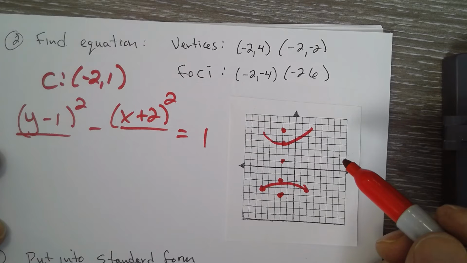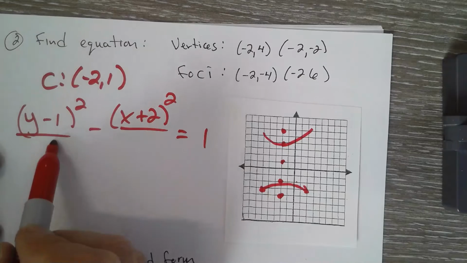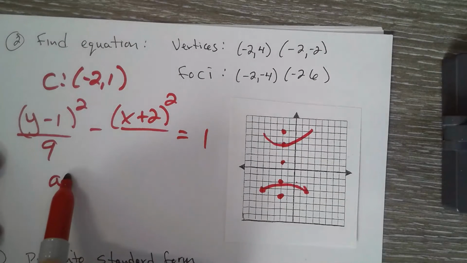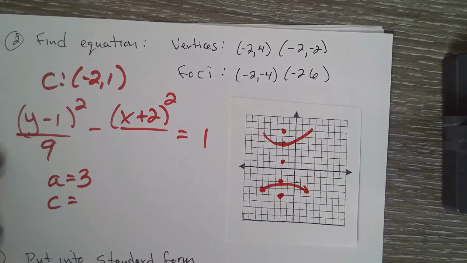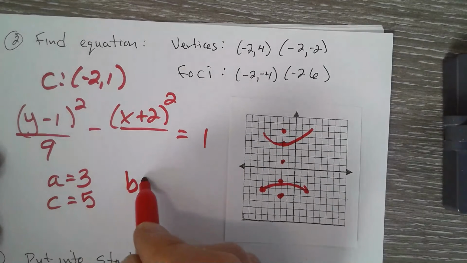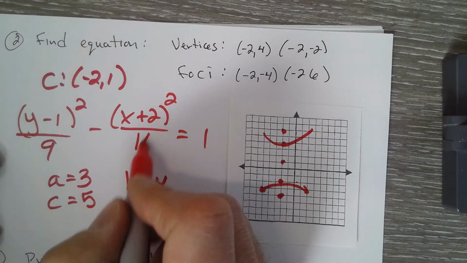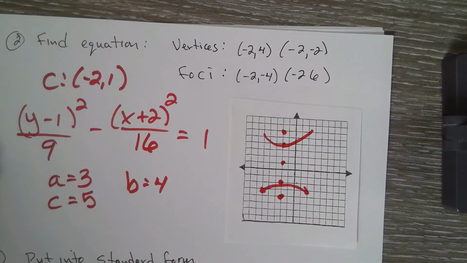Well, what's a? A is the distance from the center to a vertex. A is 3, so that's a 9er. And then b, we don't know. We know a is 3. We know c is 5? Another 3, 4, 5er. So b equals 4, so that is 16. Again, not doing any square root stuff.